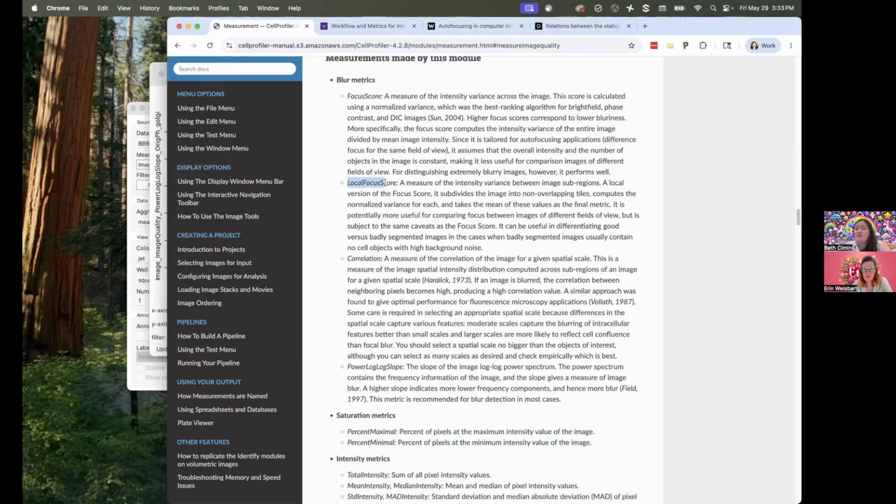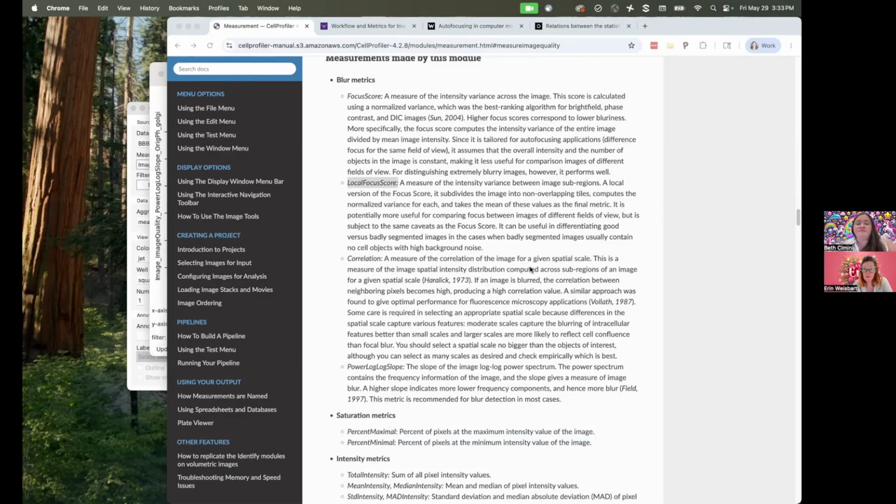The local focus score is just that, done in tiles. So this is the particular metric we were asked about. If I break the image into tiles, maybe parts of it are in focus and parts of it are out of focus. And so we can say, what is that focus score across the whole image? And then get the focus score for each tile and take the average.